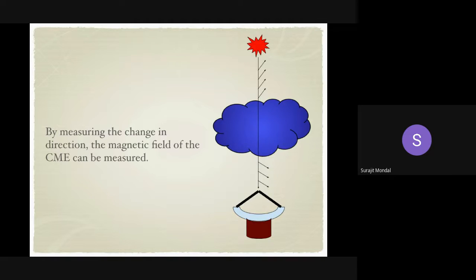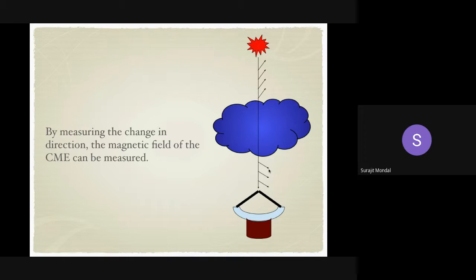Now, how do we apply it to measure the magnetic field of CME? So imagine this is extragalactic source, okay, which emits light in linear polarization. So when we observe this source through the CME, we can detect the change of its plane of polarization. By measuring this change, we can actually estimate the vector magnetic field of the CME.